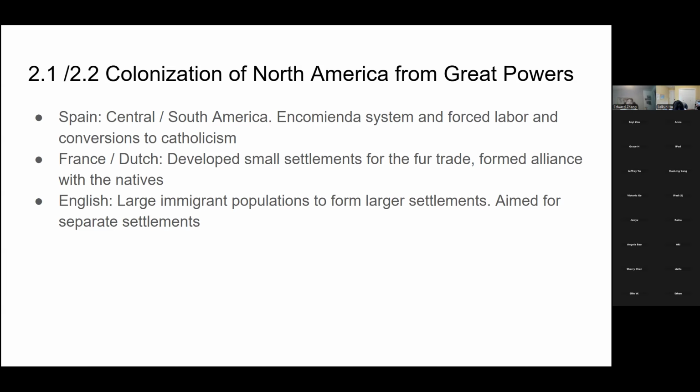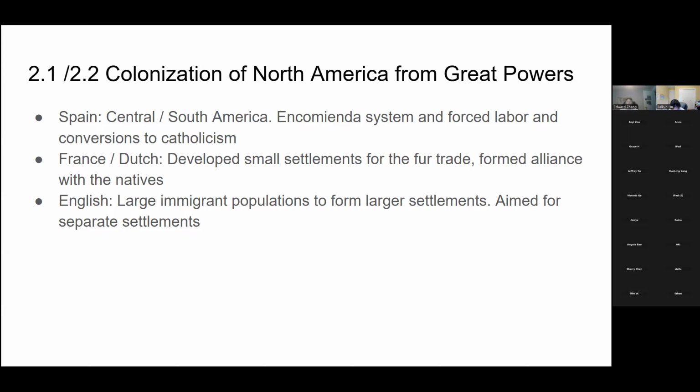And then they utilized the encomienda system and forced labor, and they were very, very brutal. That's what you have to know about them. They converted the people to Catholicism. So if there's one thing you want to take away from all these, it is Spain, they were the most brutal. And then the other side of the coin, the other spectrum, is the French and the Dutch.